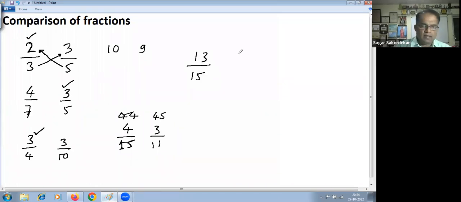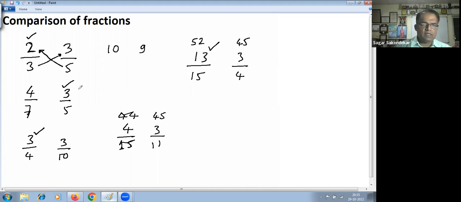13/15 and 3/4. Just write first. So seven, yeah, Isra, correct. Arti, correct. Chana, correct. Okay. 13 × 4 is 52. And here, 15 × 3 is 45. So 52 is greater than 45. So first is greater.